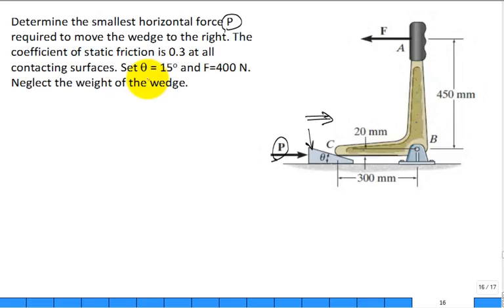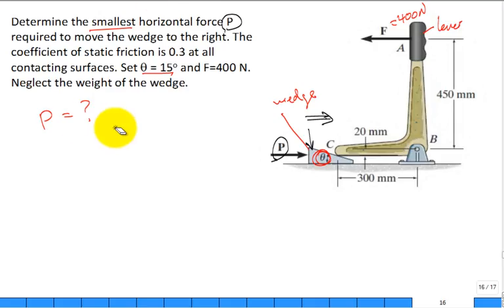Set theta equal to 15 degrees, so this is the angle of the wedge, 15 degrees right there. And F is the load up on this handle of 400 newtons. So there it is. Neglect the weight of the wedge. So this is our lever, and this is our wedge, right? Aren't we asked to find the smallest P? How do I begin? For this problem, it looks like we would need two free body diagrams, one for the wedge and one for the lever.